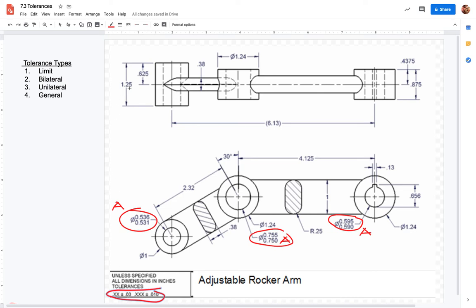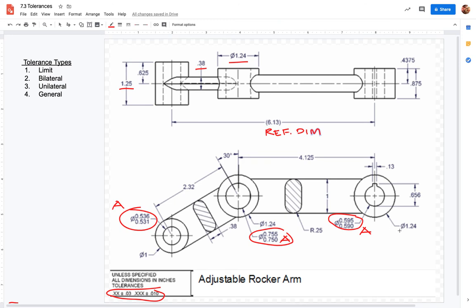So that would be this one, this one. This is a reference dimension, so that's a special one. I'm just going to make a note of that. Reference dimension. I'm not sure if you guys remember that from activity 7.1. And here's another two digits to the right of the decimal. Here's another. Here's another. And there's one more right there.